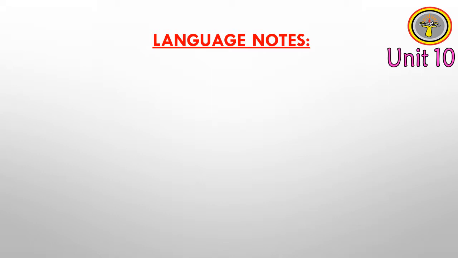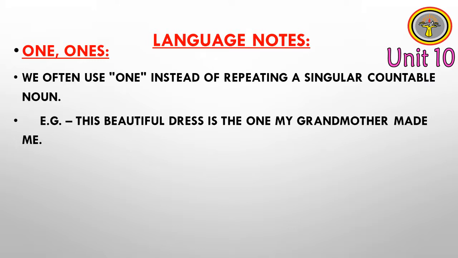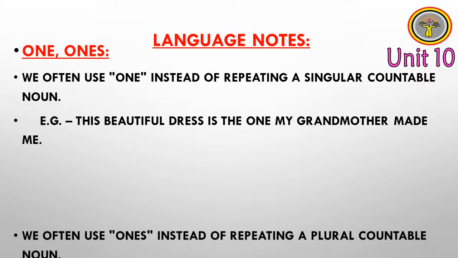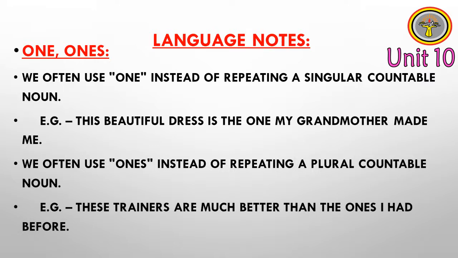And now, the language notes. How can we use one and ones in sentences? We often use one instead of repeating a singular countable noun. For example, this beautiful dress is the one my grandmother made me. We often use ones instead of repeating a plural countable noun. For example, these trainers are much better than the ones I had before.